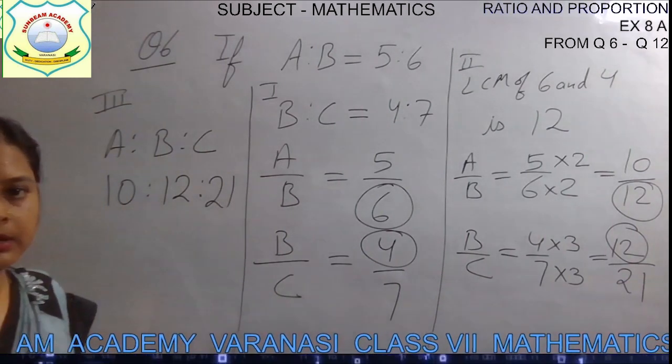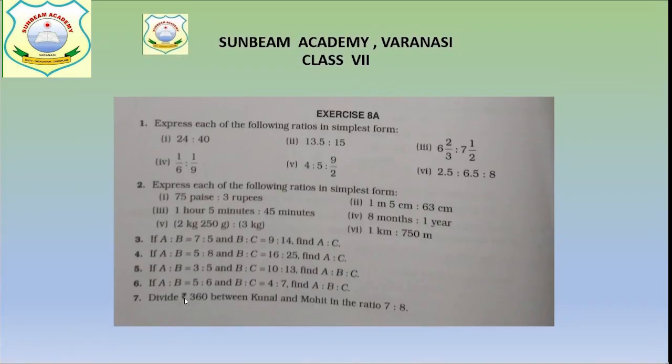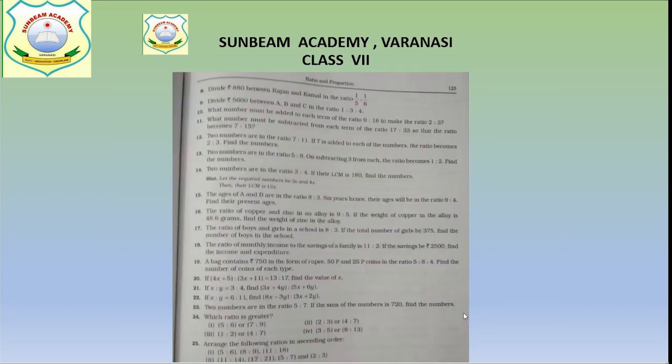Okay. Now let's see the next question. The next question is question number 8: Divide 880 between Rajan and Kamal in the ratio 1/5 is to 1/6. The ratio is in fraction, children. Okay, so how will we solve?